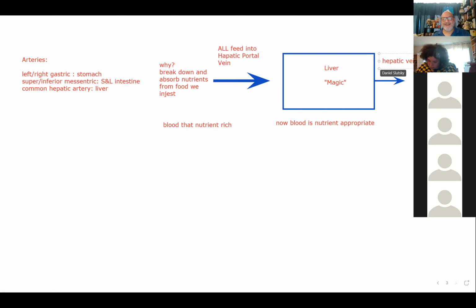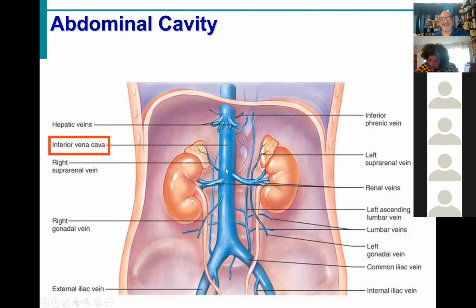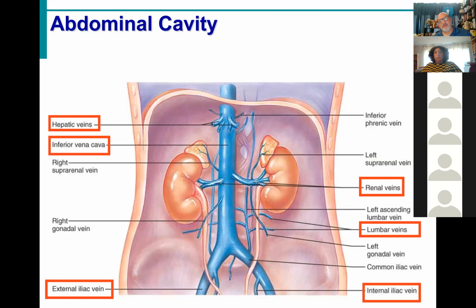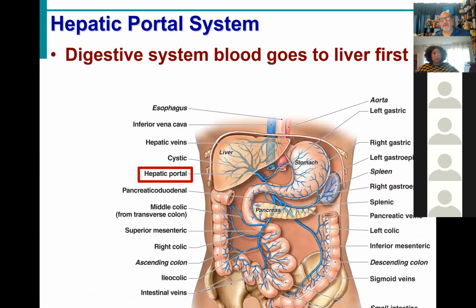So notice there aren't nearly as many blood vessels feeding into the inferior vena cava as there were coming out of the abdominal aorta. And I believe, here we go. Here we see that hepatic portal system.